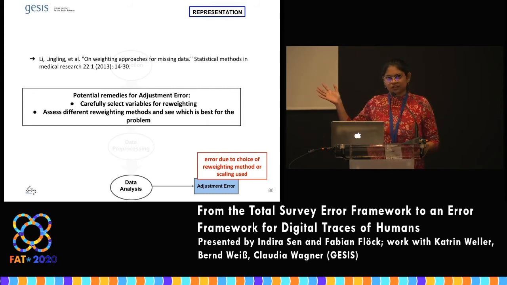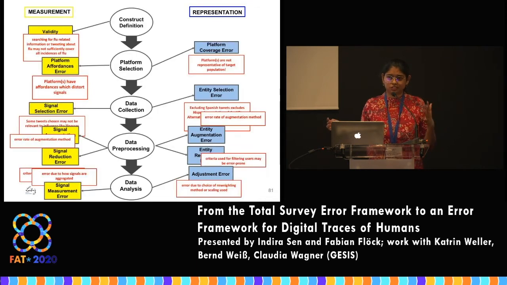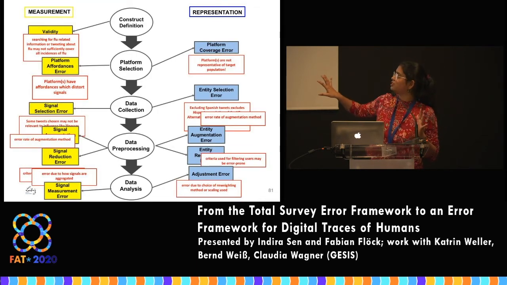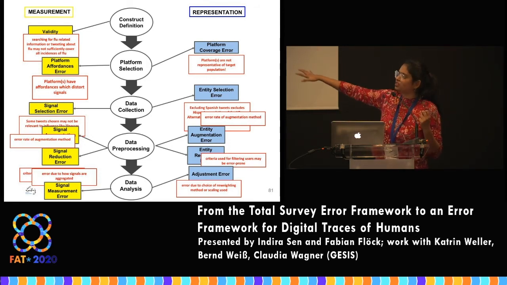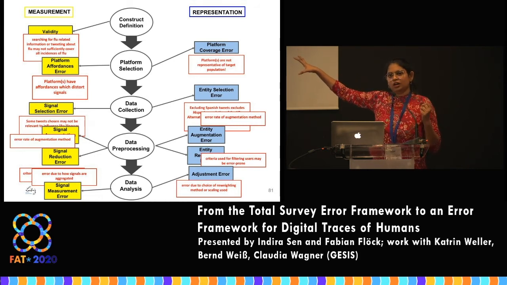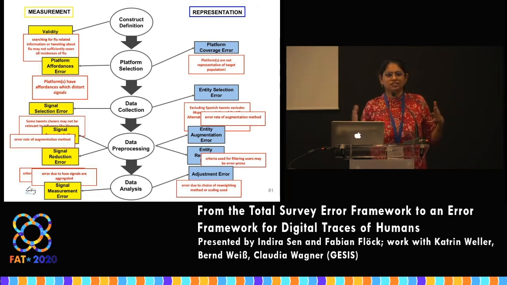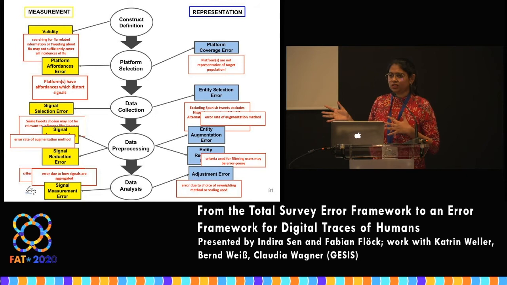So that was the TED, the error framework of digital traces of humans. These small red boxes tell you the errors that we had for this particular case of understanding influenza prevalence from digital traces. The idea is that TED can help you decompose the errors at every stage and write them down and document them so that your study is more transparent, as well as more comparable with studies which use digital traces, but also studies which use surveys.